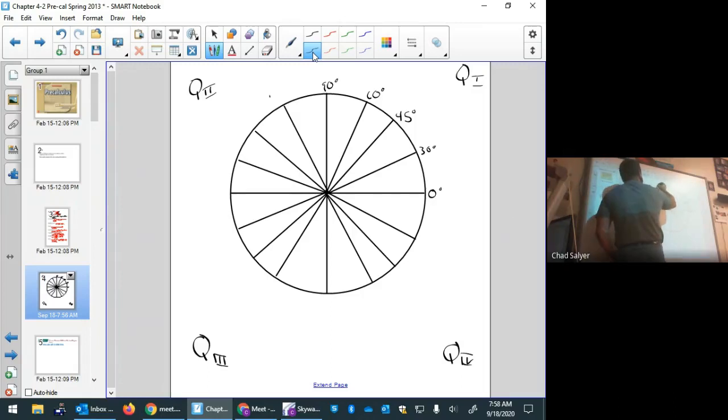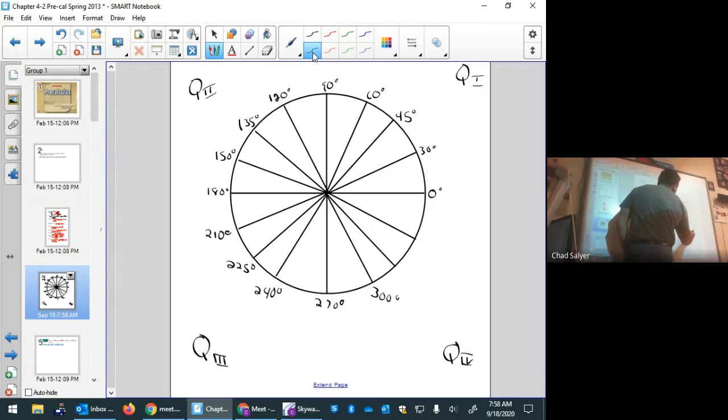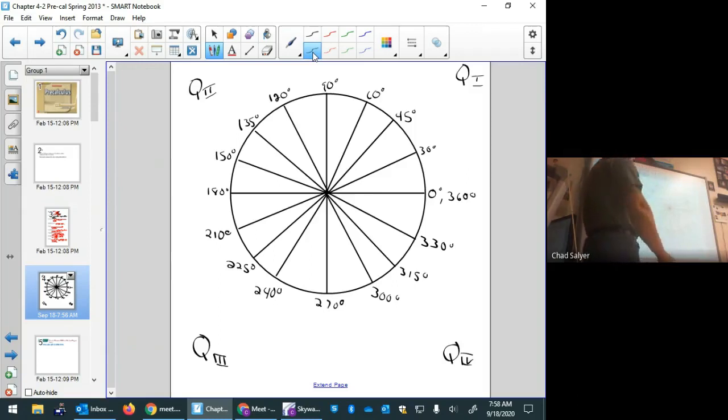And then in quadrant 2, 120, 135, 150, 180. Then into quadrant 3, we've got 210, 225, 240, 270. Then into Q4, 300, 315, 330. And then also often we put 360 here. So those are all the degrees from the unit circle.